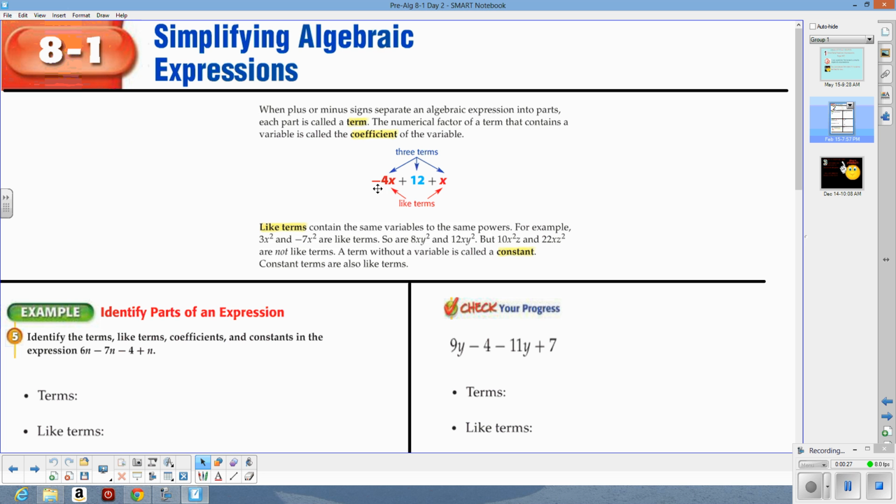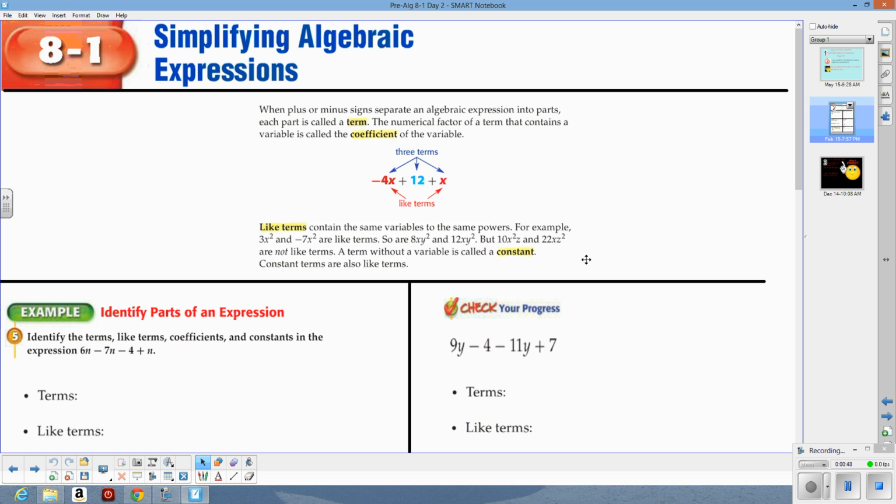So like right here, these are called terms. Negative 4x is a term, 12 is a term, and x is a term. Negative 4 is a coefficient, as well as in front of this x right here would be a 1. The coefficient of this term would be 1.